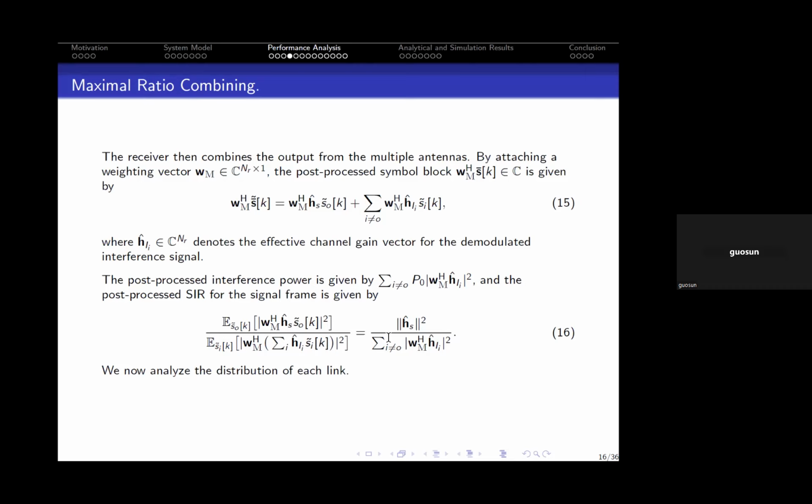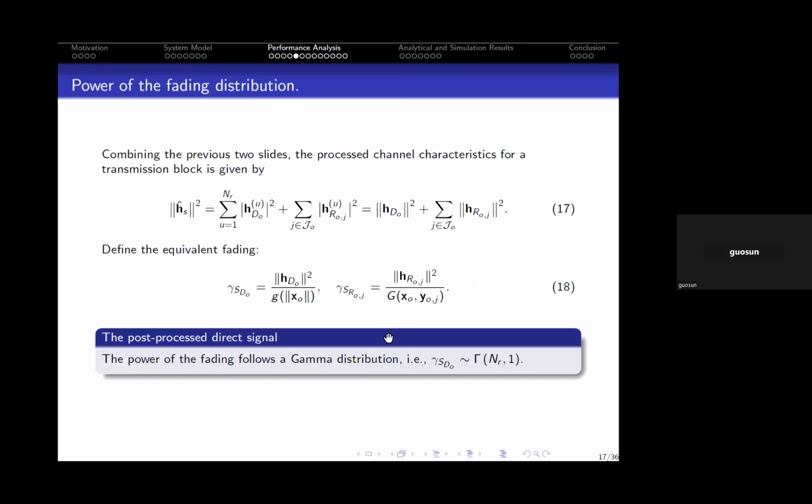So in our case, we assume the combining policies, this weighting matrix, is linear to the HS, the channel associated with the signal, and they are agnostic to the channel of the interference. The result of this is that the output of this MRC is the squared second norm of the signal, but some post-processed signal of the channel of the interference. Then we can begin to analyze the distribution of individual links.